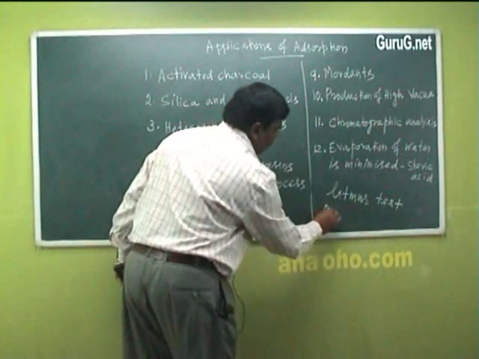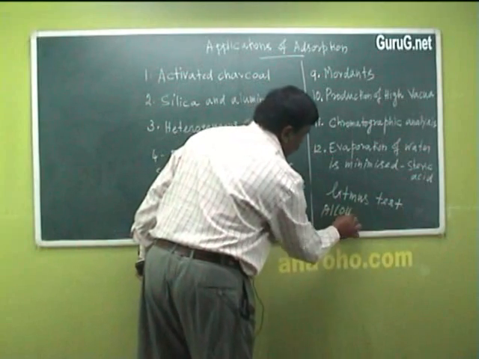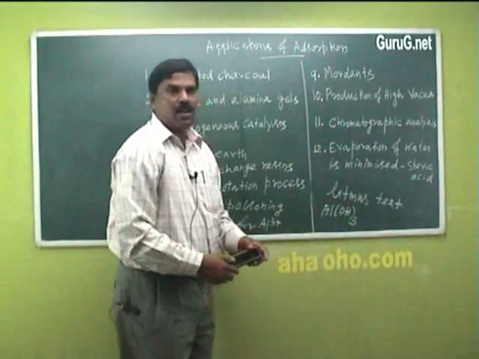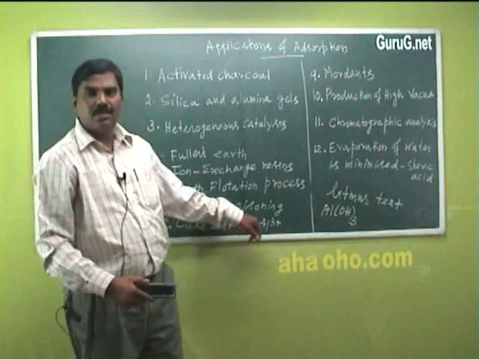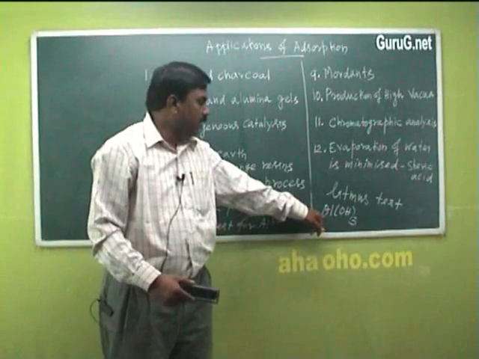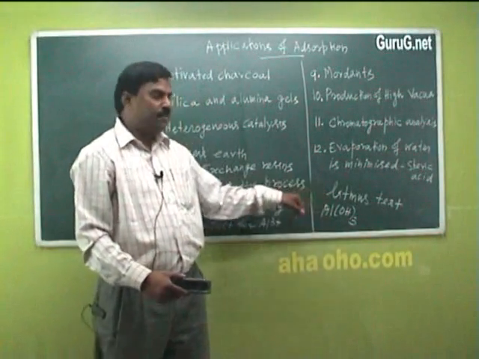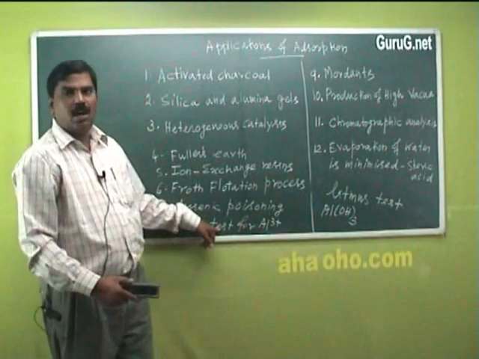That is, Al3+ is converted into aluminium hydroxide. Then using this litmus test, you can identify the aluminium present in the compound.